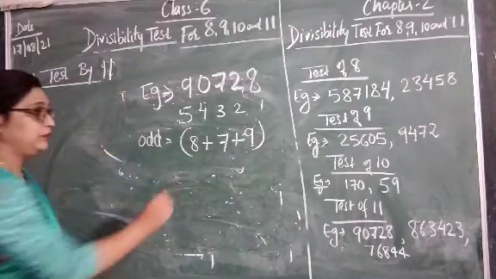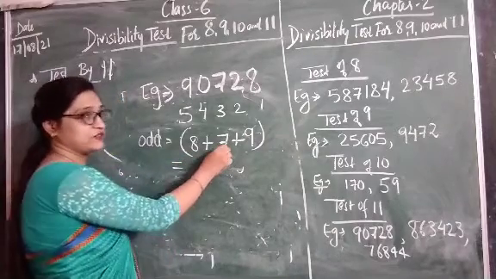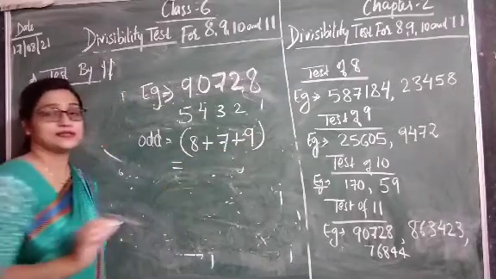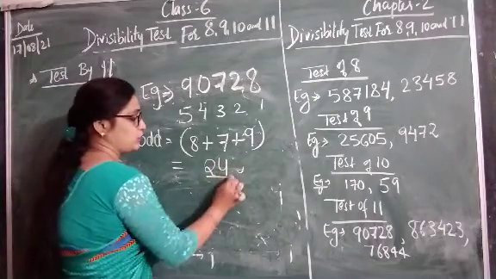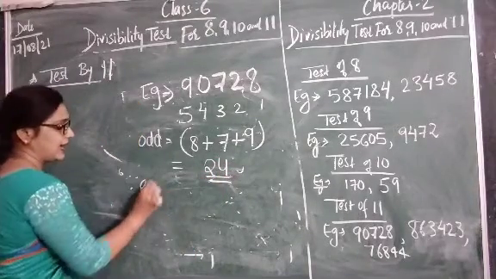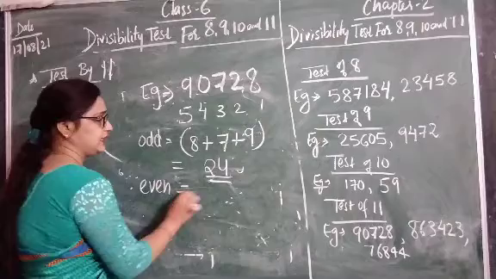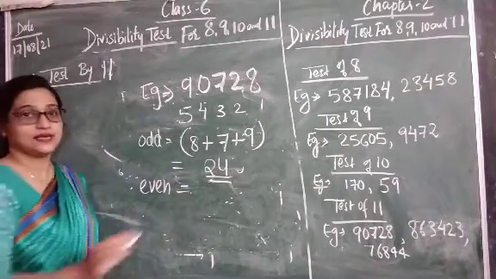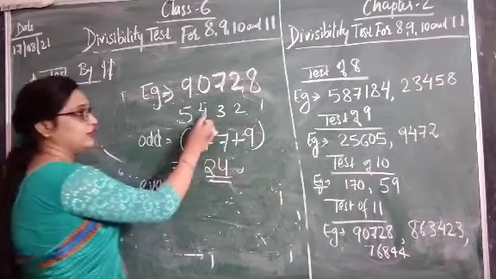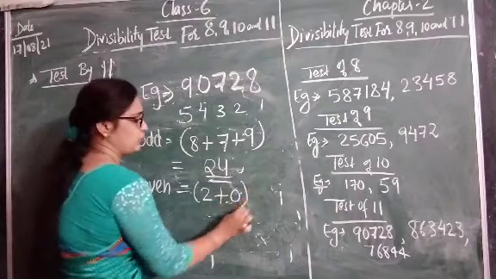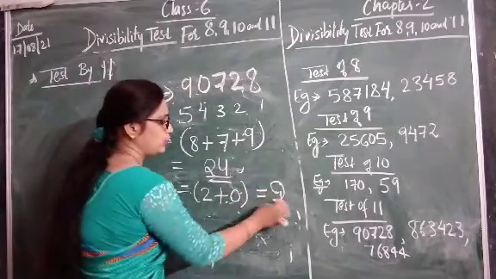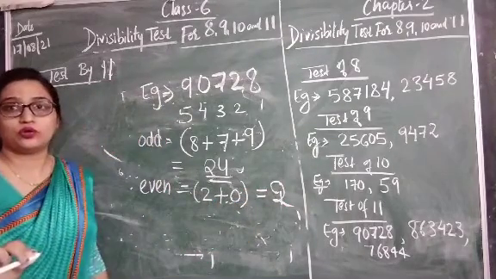Just add them. 8 plus 7 is 15. 15 plus 9 is 24. Now add the digits at even places. Even places are 2 and 4. That is 2 plus 0 equal to 2.